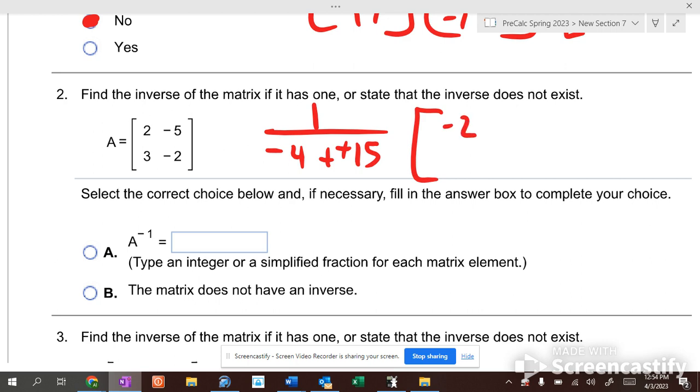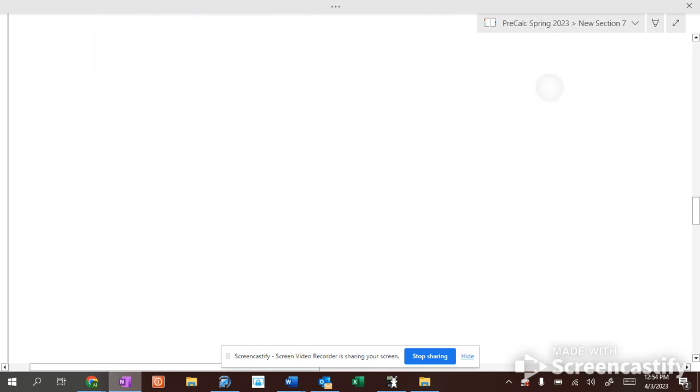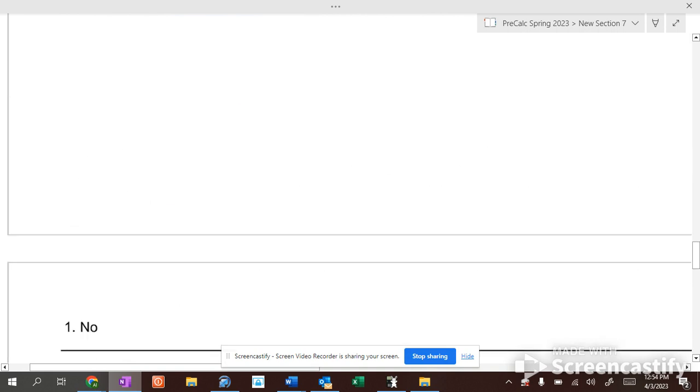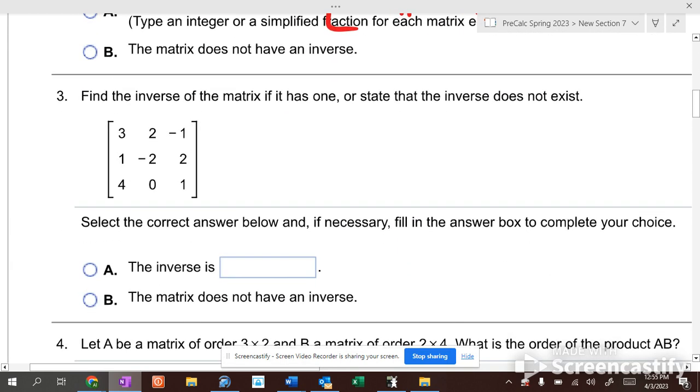And then you switch A and D around, and you make B and C in the same place, but the opposites. So the inverse would be negative 2/11ths, 5/11ths, negative 3/11ths, and 2/11ths. Okay? And just to check, make sure I'm not leading you astray, I am not. So I'm doing good here. Okay?